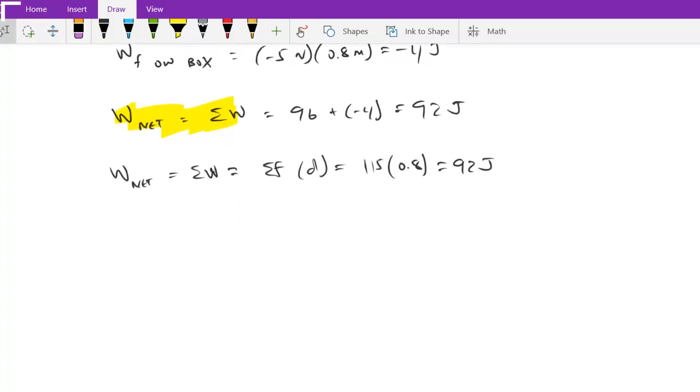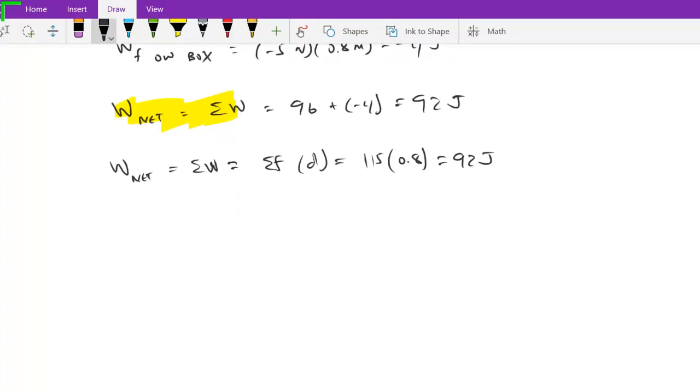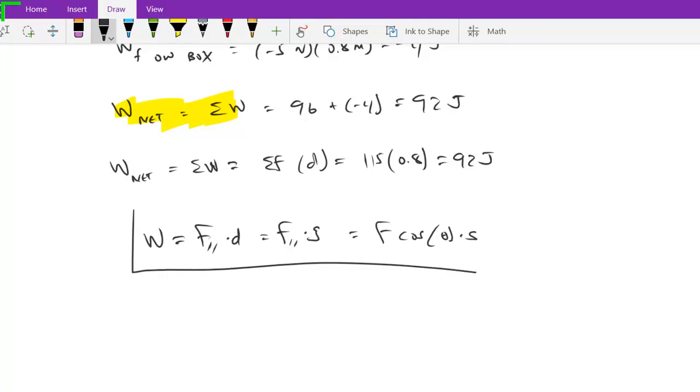So just to summarize here, the work is the component of the force parallel to the displacement. You could write this displacement as a d or an s. And the parallel component of the force will always be the magnitude of the force times the cosine of the angle between the displacement and the force. So theta is that angle, times our displacement here. And this is our definition of work.